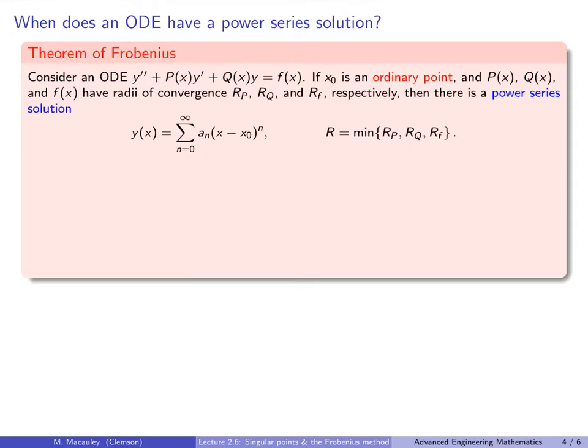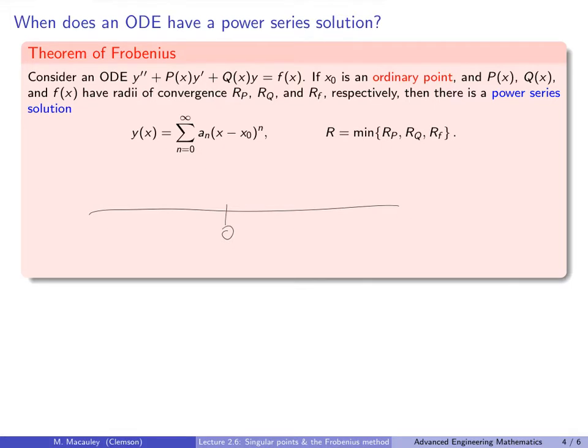If x naught, again, you can always think this to be 0 in this lecture, is an ordinary point, and suppose that p of x, q of x, and f of x have radii of convergence, let's call them rp, rq, and rf respectively, then there's a power series solution of the following form. And the radius of convergence of that power series is the minimum of these 3 radii. So basically, here's how I think of this. So again, pretend this is 0.